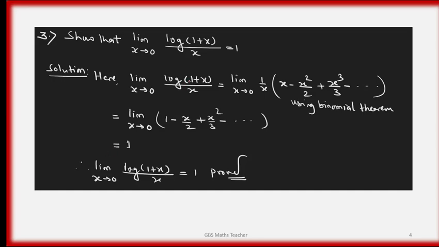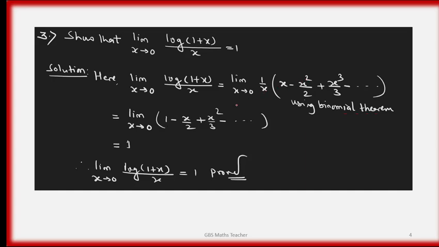Now moving to the next question, that limit x tends to 0, log(1 plus x) by x equals 1. So we know that limit x tends to 0, log(1 plus x) by x equals limit x tends to 0, 1 by x taken out, then inside log(1 plus x), the expansion that we have already discussed, that is x minus x square by 2 plus x cube by 3 minus so on. Now multiplying this by 1 by x, x cancels, we obtain 1.